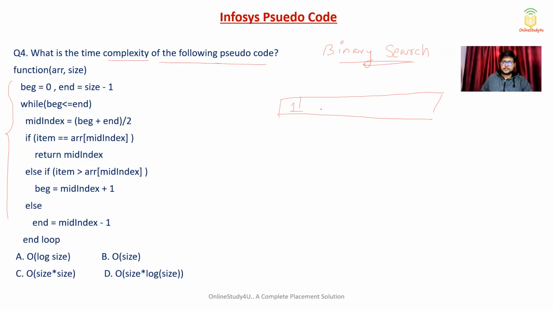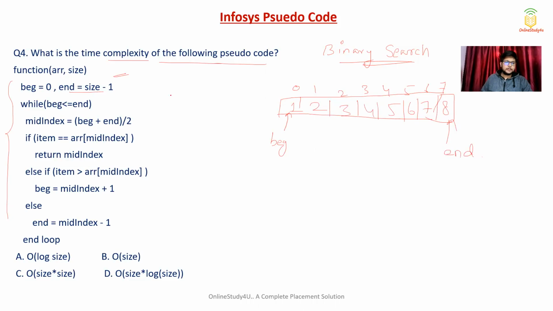Let's say this is my array, right? This is my array. Just mark the indexes 0, 1, 2, 3, 4, 5, 6, 7, right? So first I'll say, I'm going according to the code, right? This is my BEG, and my end is size minus 1. That is here.